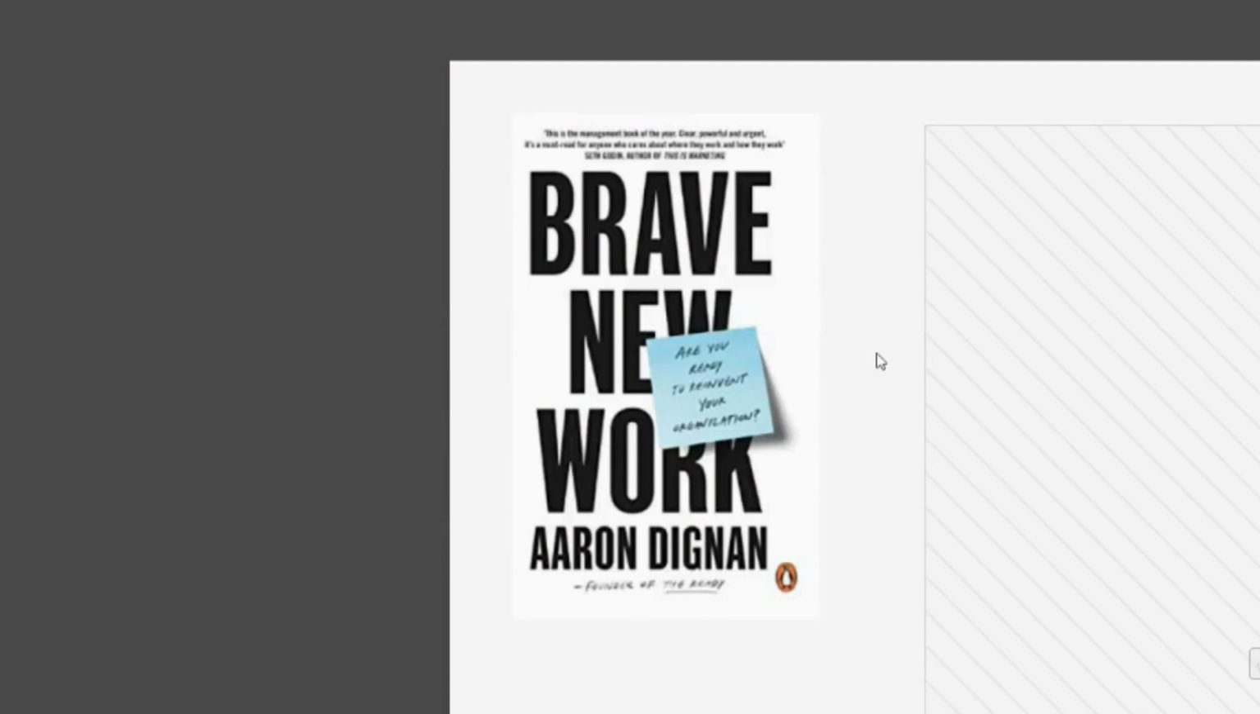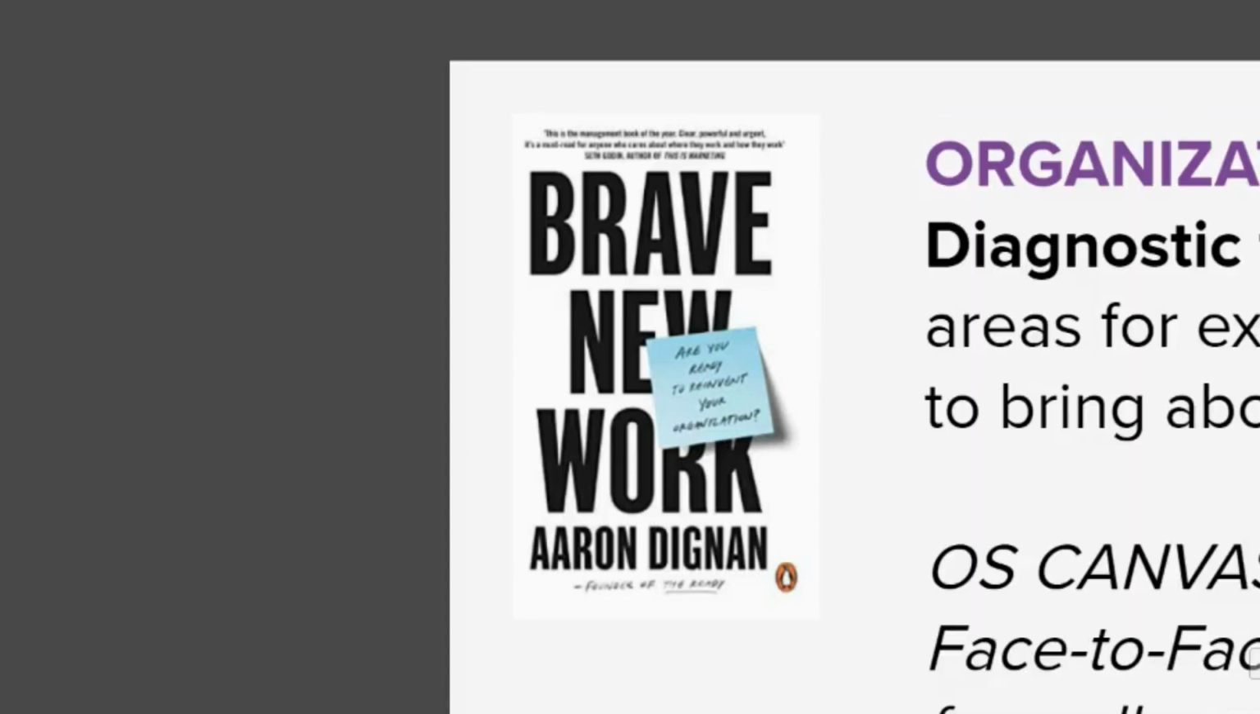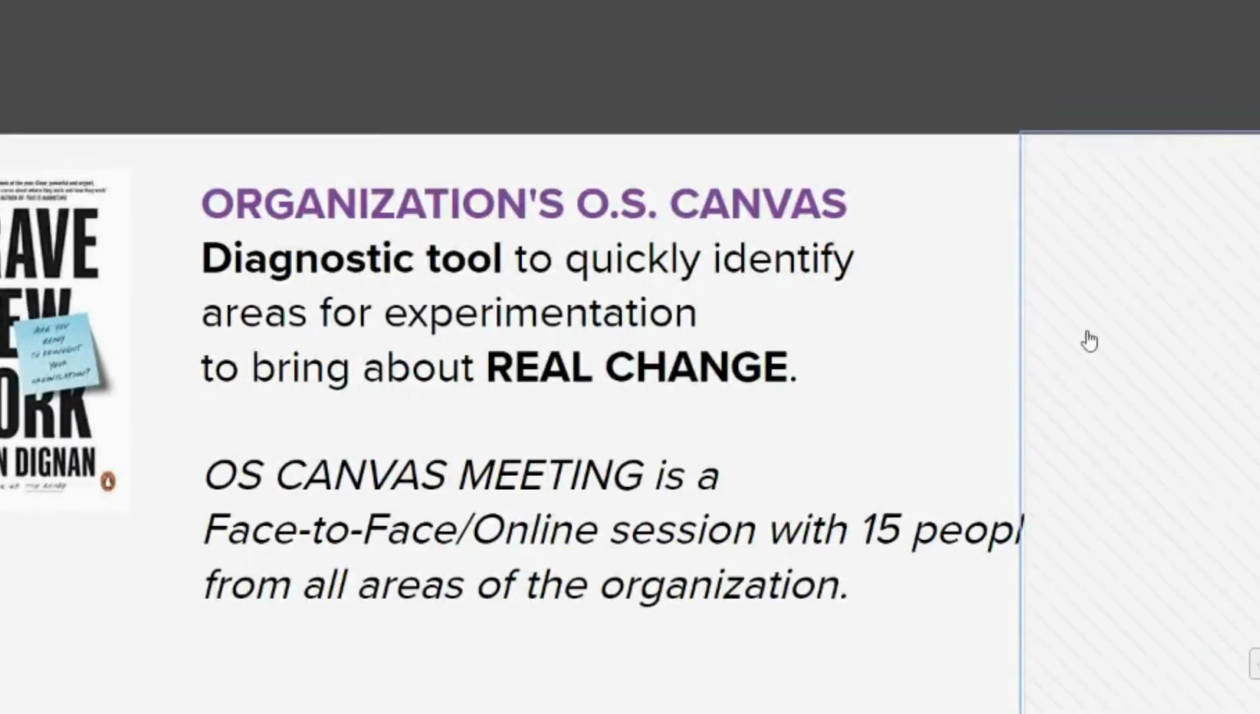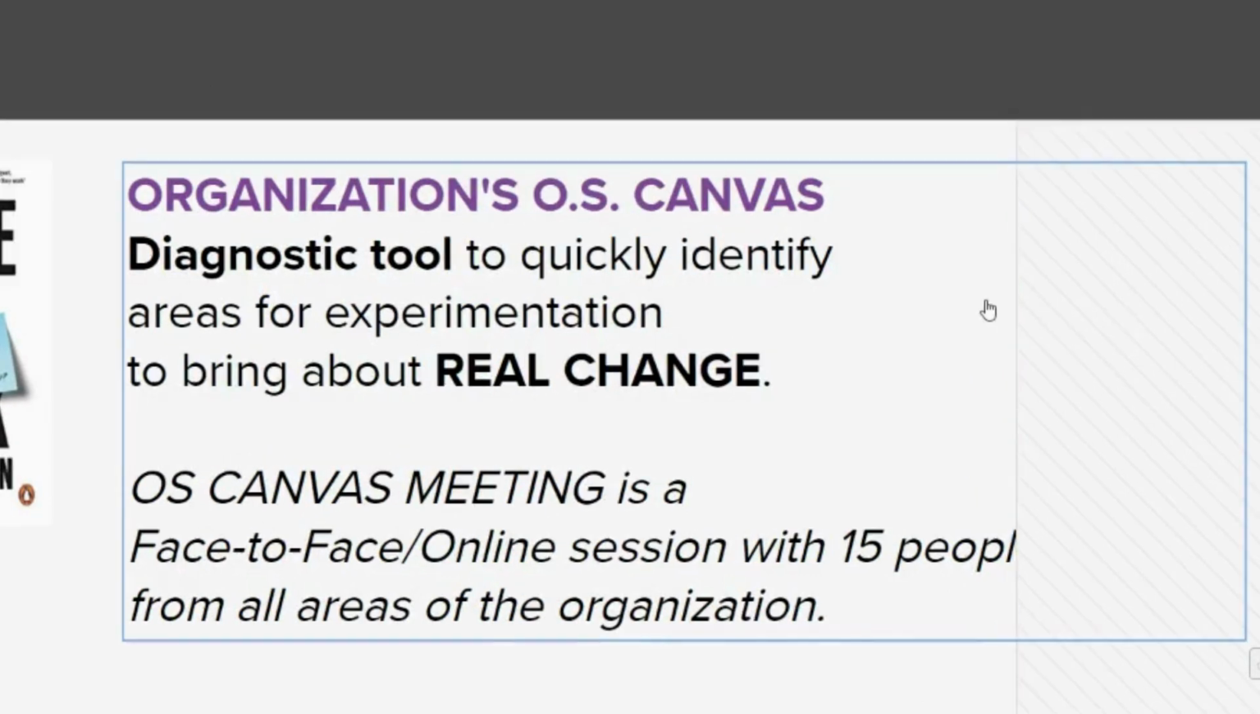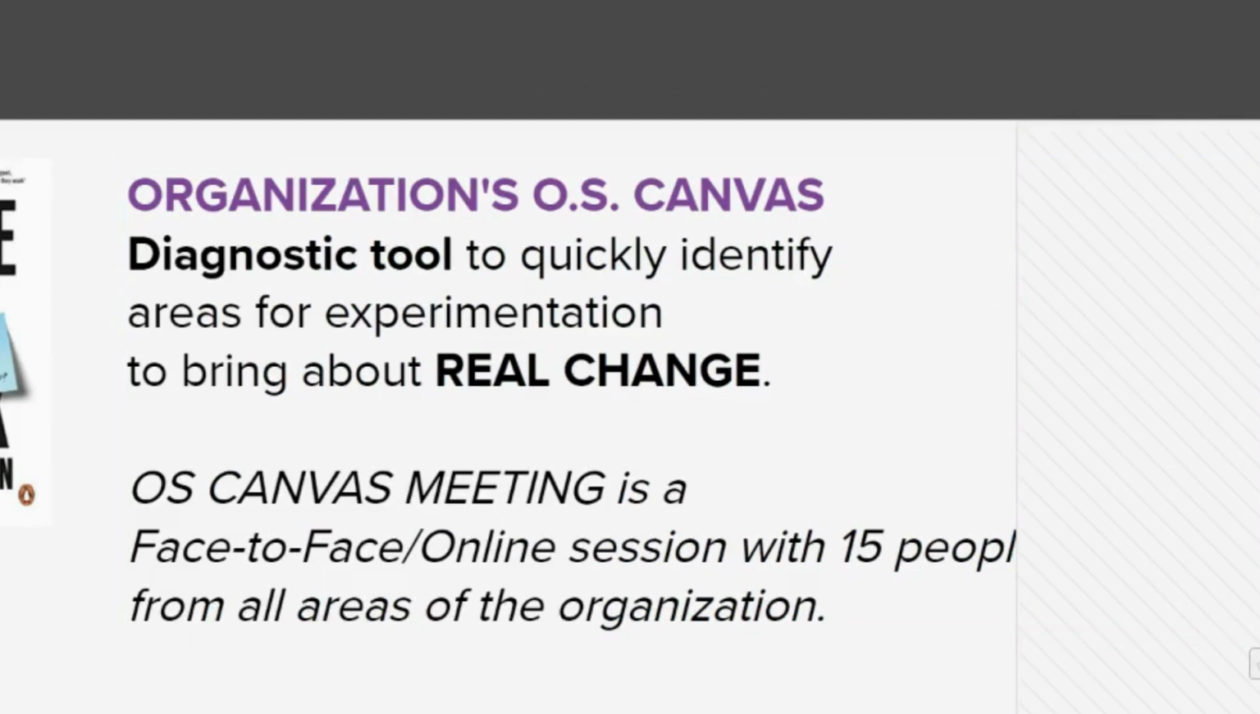The organizational operating canvas is a tool that comes from the book Brain New Work of Aaron Dignan. This is a tool that I've been using in organizations, a diagnostic tool to quickly identify areas for experimentation to bring about real change. What I use the canvas for is what I call the operating system canvas meeting, a face-to-face or online session with 15 people from all areas of the organization.